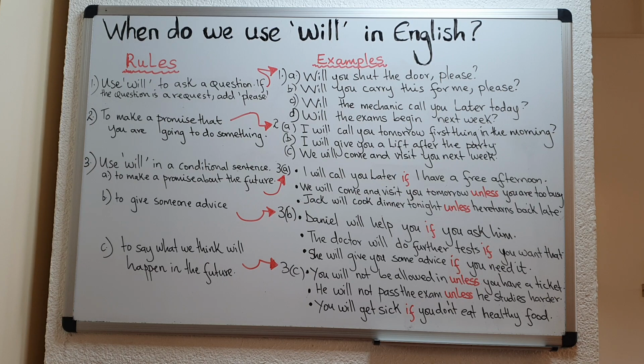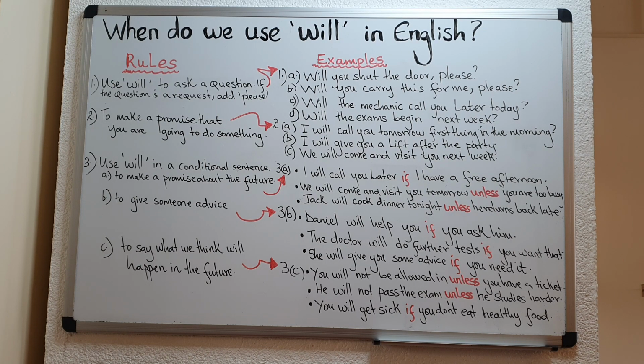Example B. I will give you a lift after the party. Now, you're promising somebody that at the end of the party, once the party is finished, then you're going to give them a lift. You're going to bring them home with your car. So they don't have to worry about how they will get back home. They don't have to call a taxi. They don't have to worry about transport at all, because you will give them a lift after the party and you've made it a promise. Okay?